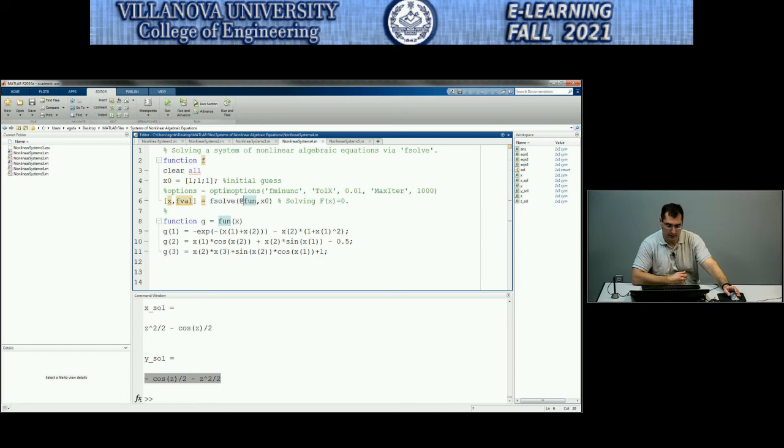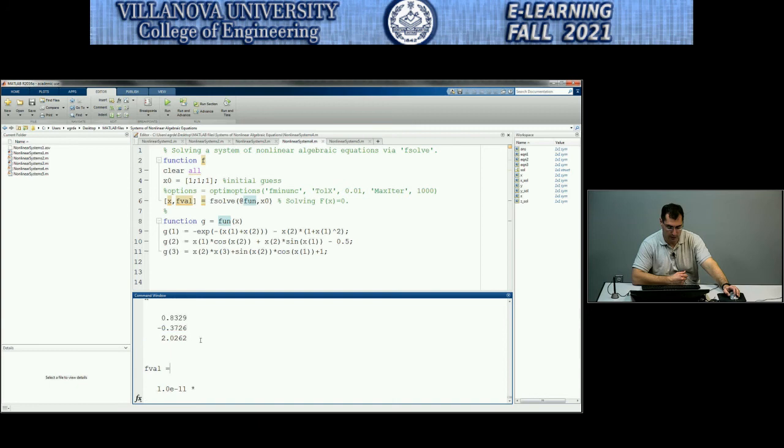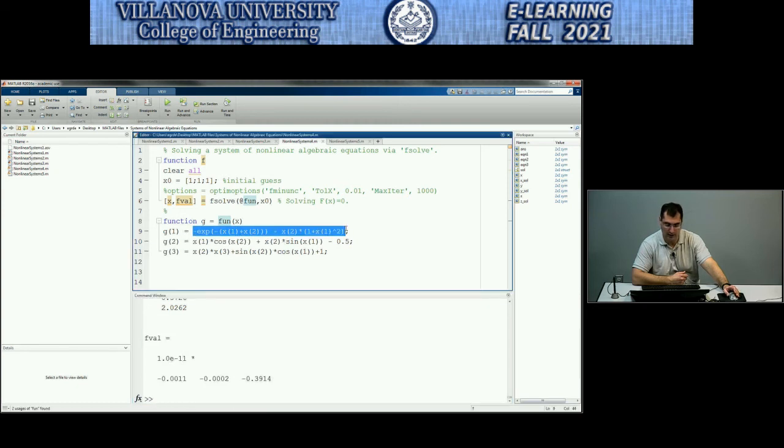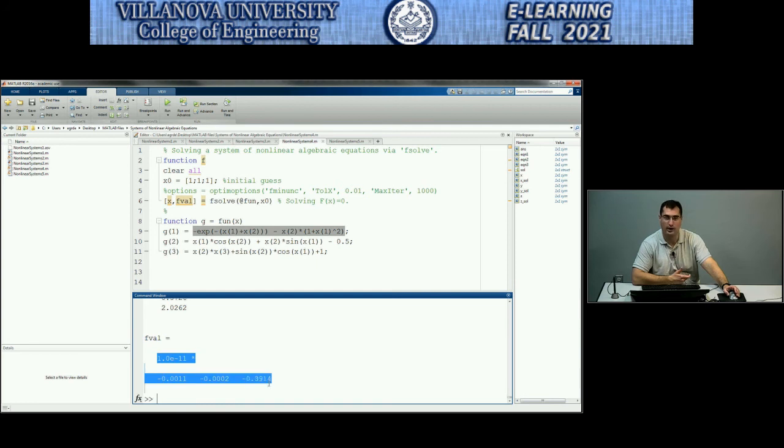If you run this, MATLAB will give you not only the solution right here, but also the value of the equations themselves, just to verify that you indeed got the solution. So you can see that the value of the expression on the left-hand side of the equation, which is supposed to be 0, is here very close to 0, 10 to the power of minus 11.